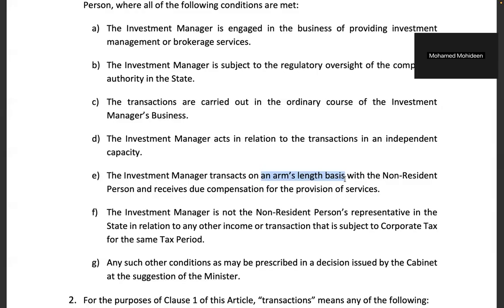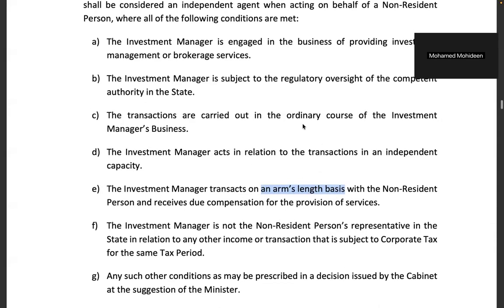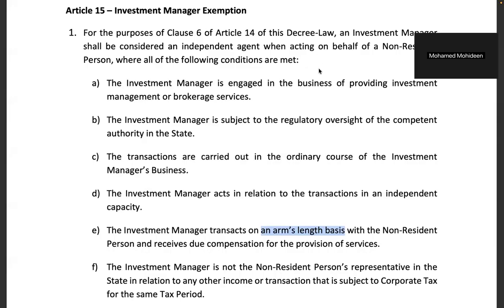To reduce tax. Yes, obviously. But how? That investment manager, that non-resident person investor, has a risk that chances are tomorrow I may be subjected to corporate tax. This is the investment manager's exemption, where the investment manager is not becoming the permanent establishment of the non-resident person.